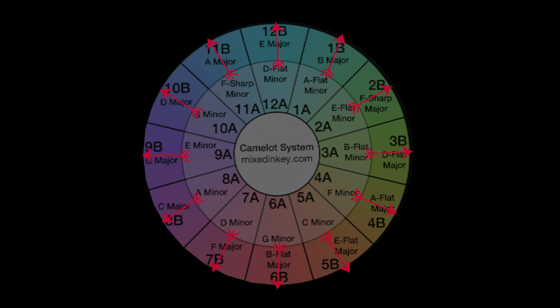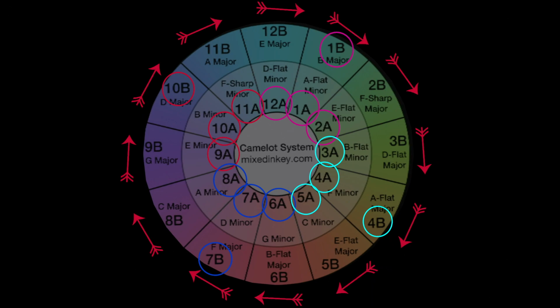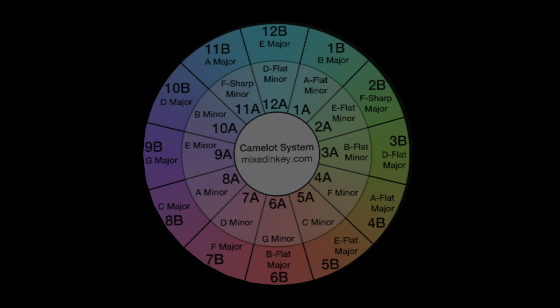You can go up or down one increment or to the side as well. This example is the most basic way to start mixing in key. However, you can also add 7 semitones to any key on the Camelot scale. For example, 1A mixes with 8A, 2A mixes with 9A, 3A mixes with 10A, 4A mixes with 11A, and so on. You just add 7.